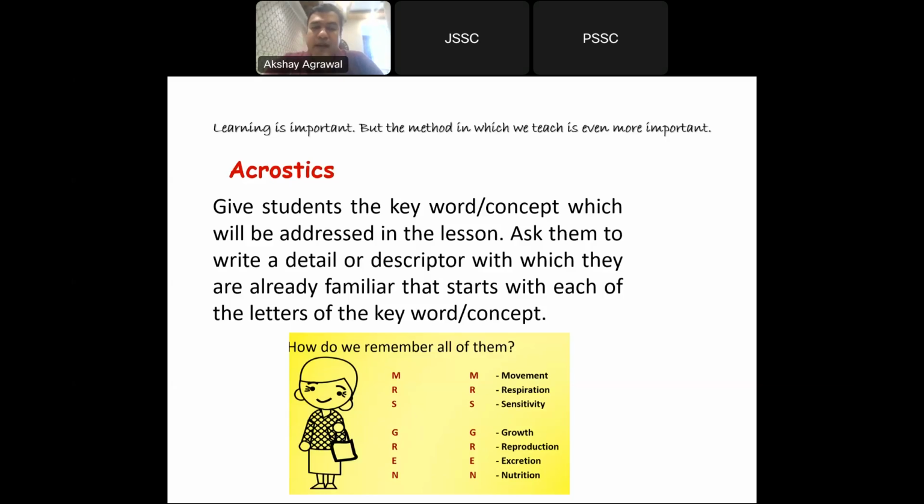So at the end, you have given them the definitions, you have given them the words to remember. And if a person writes only these 7 things, when asked what living things are, and says living things are all that move, respire, are sensitive, can grow, can reproduce, can excrete, and require nutrition, he will definitely get the marks because these are the 7 things very essential for life as we know it.